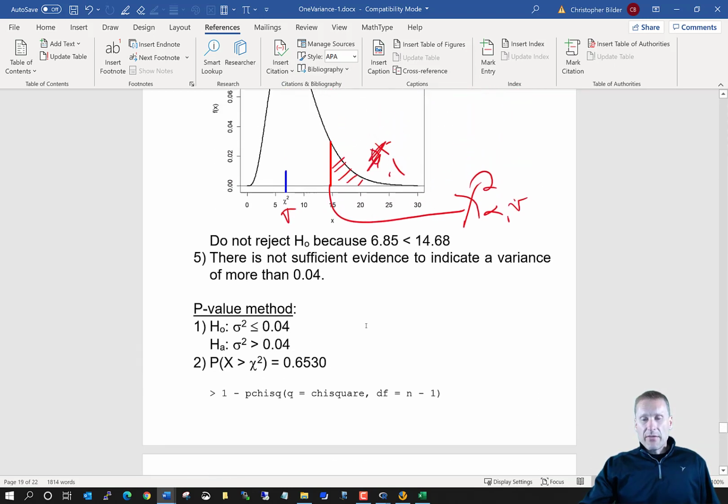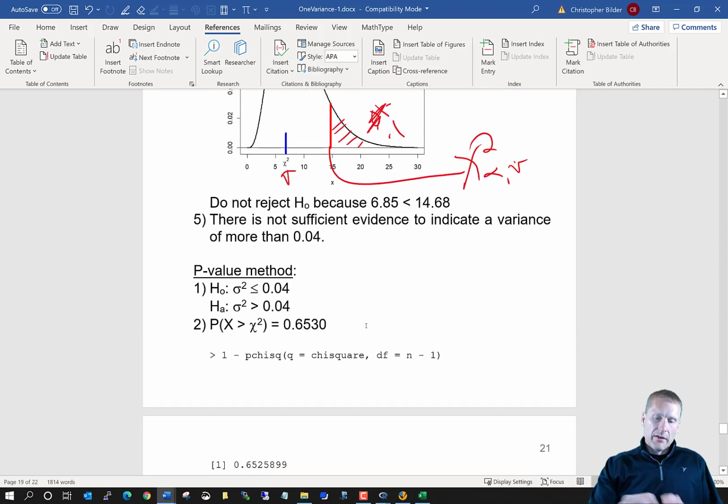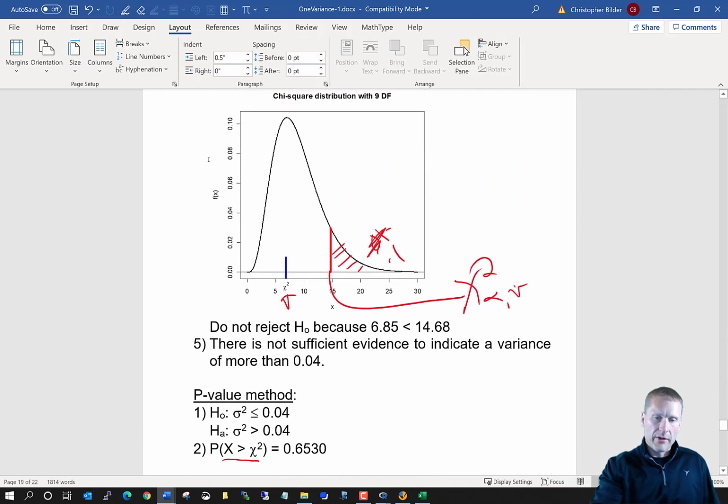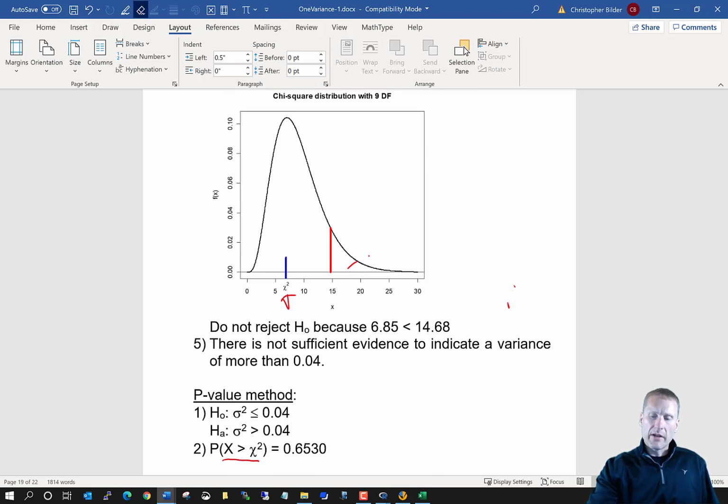In terms of the p-value method, then again, I have a greater than there. So that means when I find my p-value, I need to find a greater. So suppose x is a random variable with a chi-squared distribution. I want to find the probability that x is greater than chi-squared. In other words, if I go back to my drawing here, and do make sure you understand how I did the drawing, the corresponding code is in the corresponding program.